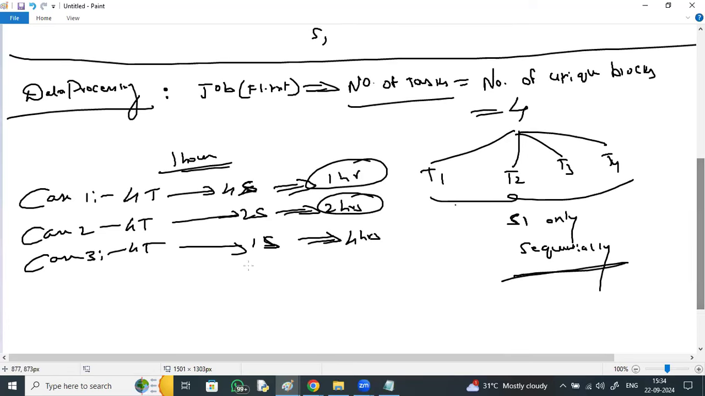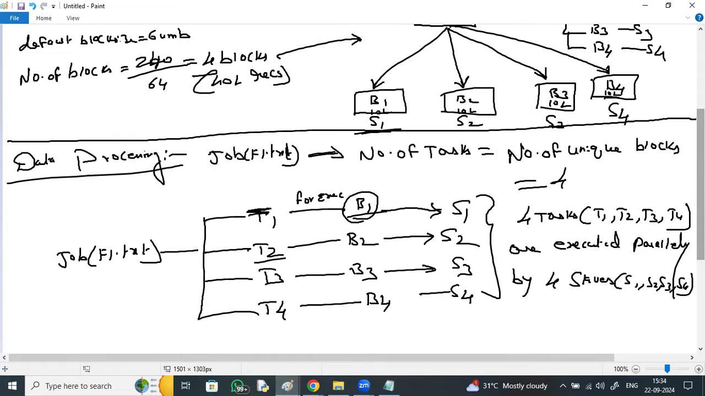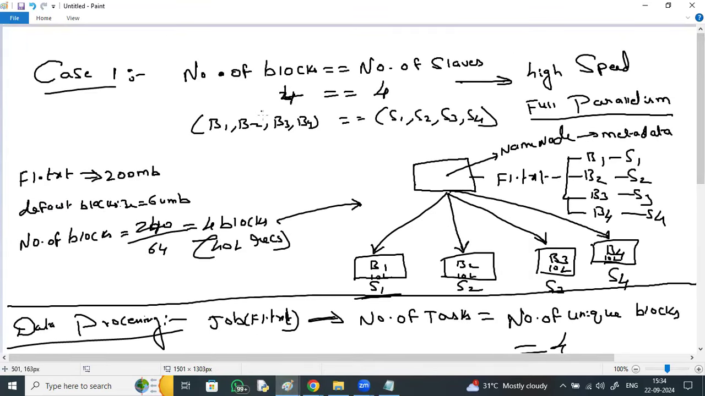Now I'll go back to this case 1. In case 1, the number of blocks equals the number of slaves. 4 blocks, 4 tasks. T1 task here, T2 task here, T3, T4. T1 task for executing B1, 10 lakh records. T2 task for executing B2, 10 lakh records. T3 task for executing B3, 10 lakh records. T4 task for executing B4, 10 lakh records.